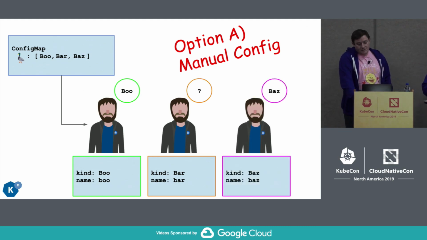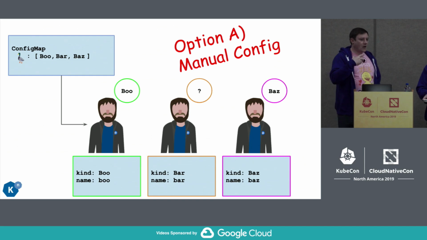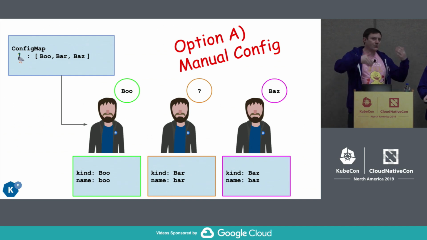This works until someone deletes that CRD, and then we have a reconciler reconciling on an unknown type in Kubernetes, and your controller just starts throwing errors.